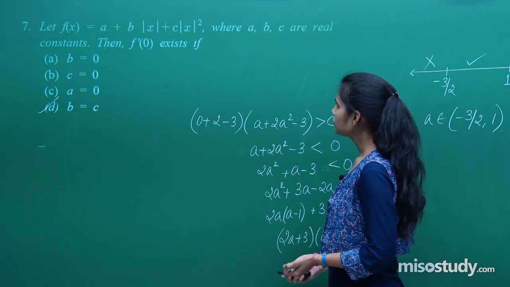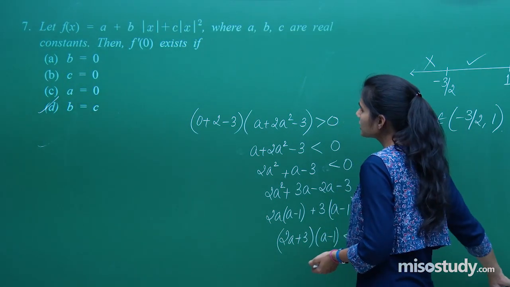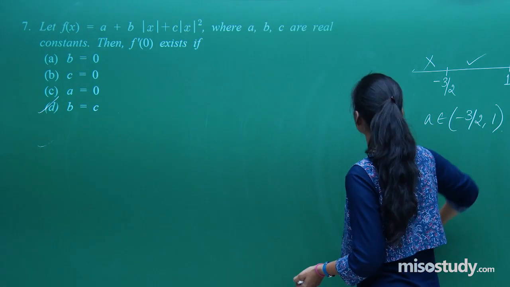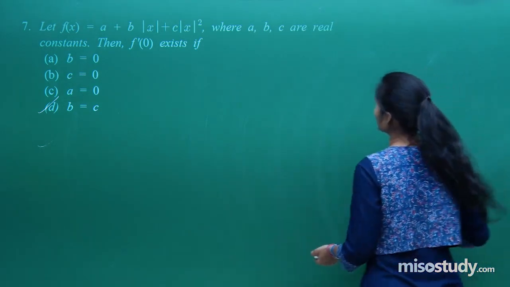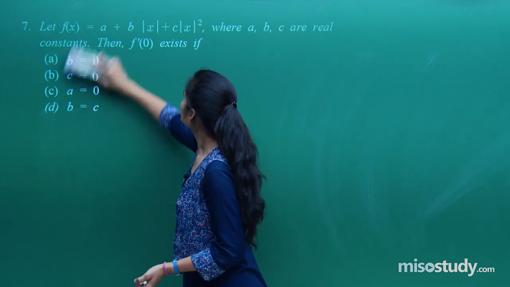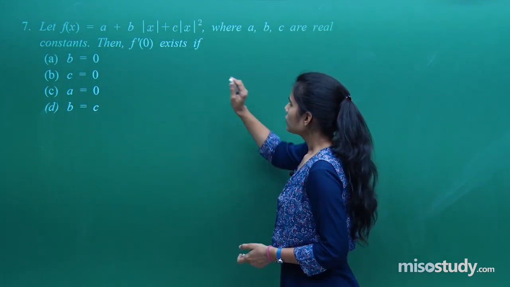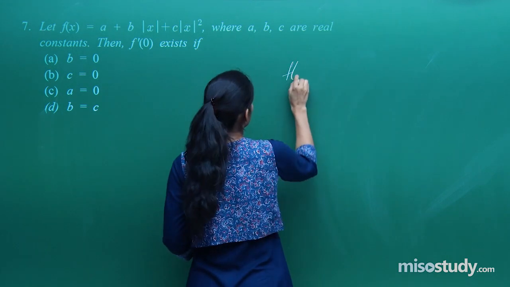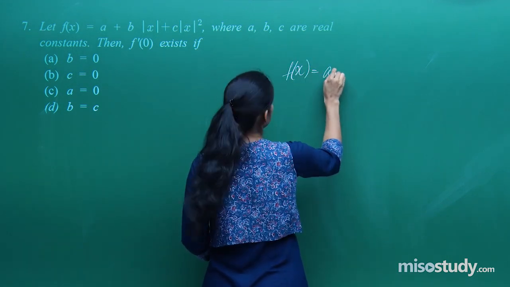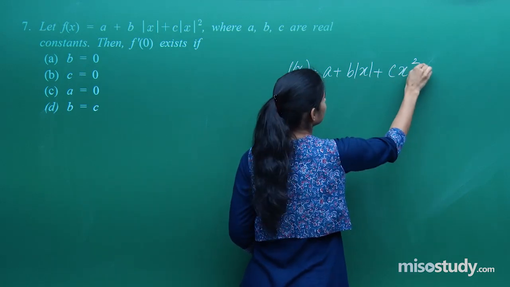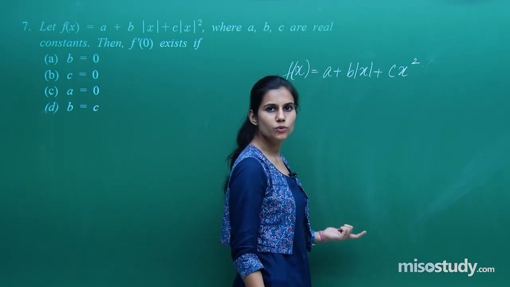Moving on to the next question, let's see what we have. f(x) is given as (a + b|x| + c|x|)^2, where a, b, c are real constants. Then f'(0) exists if... Okay, so f(x) can alternatively be written as a + b|x| + cx^2. There is no need to write the mod x whole square.